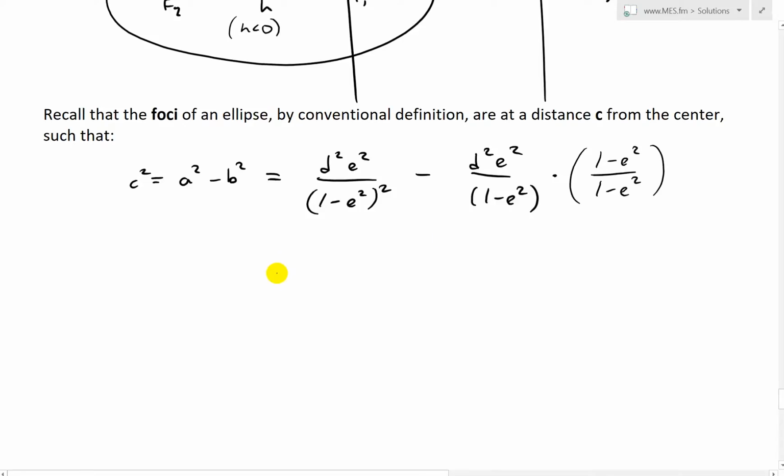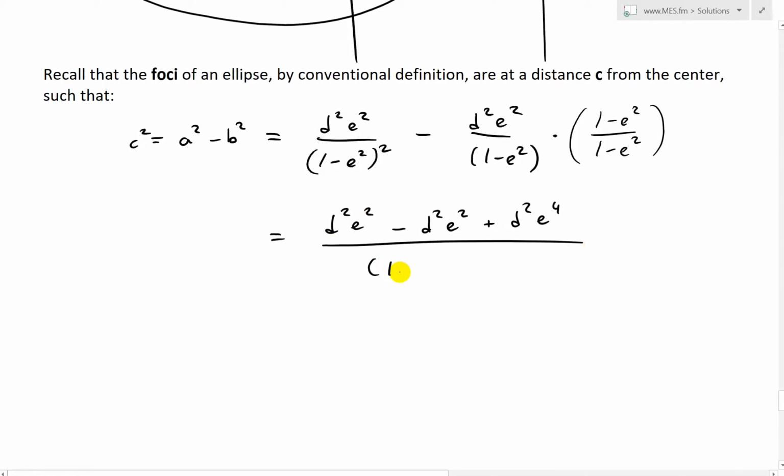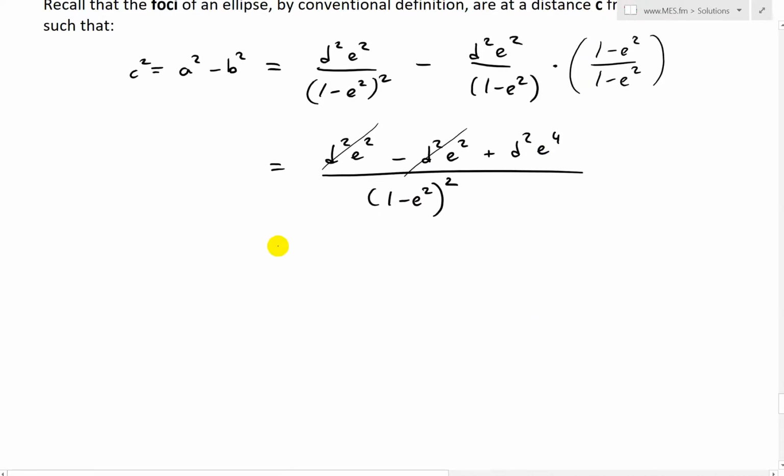And then what we'll end up having is d squared e squared, multiply this inside, we're going to have to subtract d squared e squared, and then plus, negative plus, d squared e to the 4, and this is not minus, this is just d squared e squared. So yeah, my mistake there. Now we divide this by (1 minus e squared) all squared, and as you can see here, this cancels with this, and we're just left with d squared e to the 4. So this equals d squared e to the 4 over (1 minus e squared) squared, and this equals c squared.